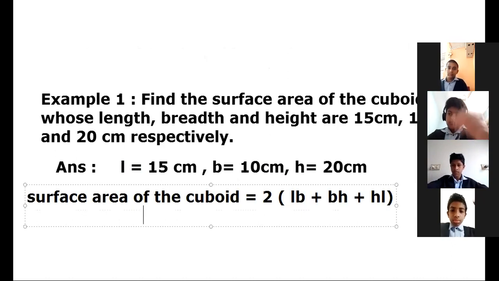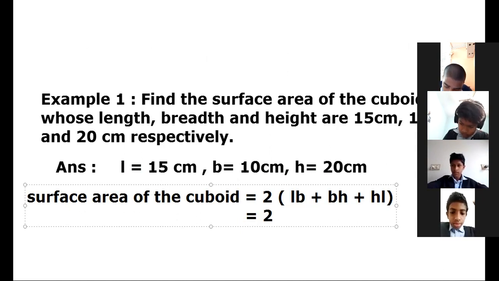Okay, L into B, 2 into is common, we can write that there. Then L into B, B into H, H into L. Clear? Then we can substitute the values here. If we know the equation, then it is easy. The second step is to substitute the values. Then let's do the substitution like this.